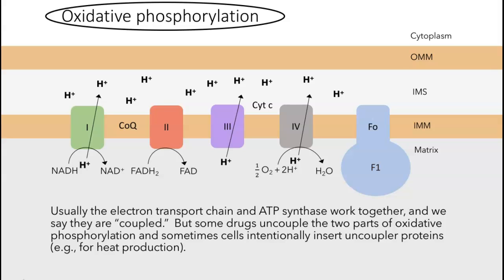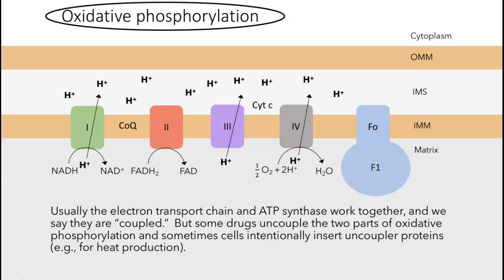So we can manipulate these things experimentally. In addition to having exogenous factors like drugs, or researchers isolating and then manipulating these players in some kind of experiment, you should know that cells sometimes intentionally insert uncoupler proteins that will allow protons to move through the inner mitochondrial membrane in the absence of producing ATP.